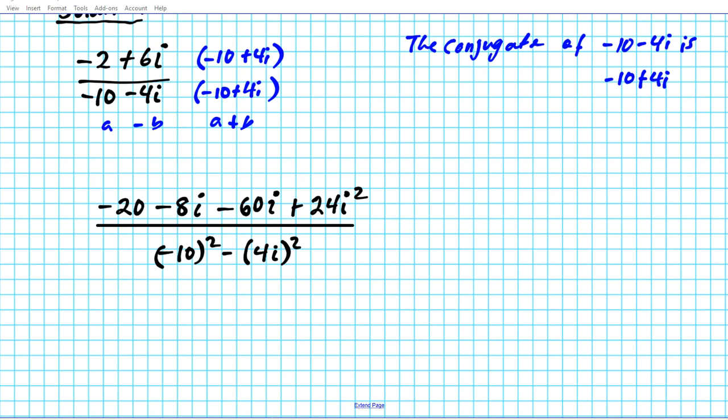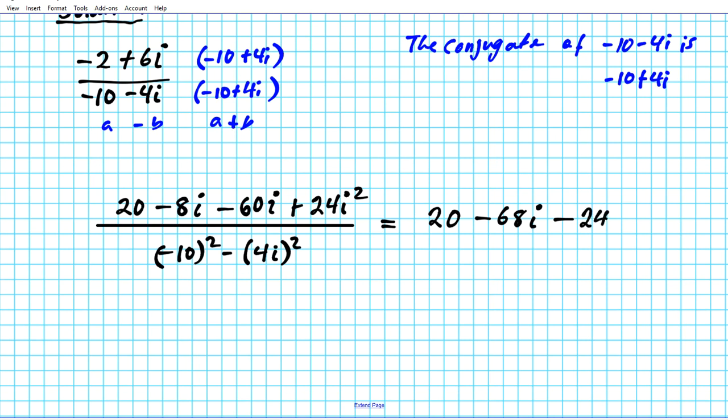Okay, let's go ahead and simplify that. Alright, so a quick correction. Negative 2 times negative 10 is positive 20. Okay, let's go ahead and simplify that. So we're going to have 20, combine the middle terms, the like terms. We have minus 60 minus 8, so that's negative 68i. And then this i squared changes this plus to a minus, so we have minus 24.